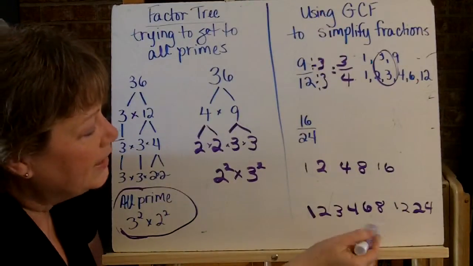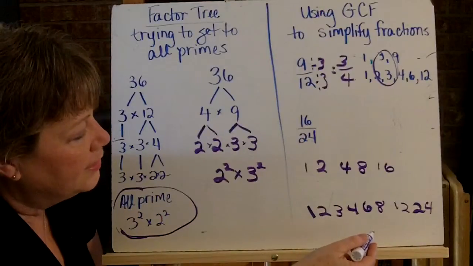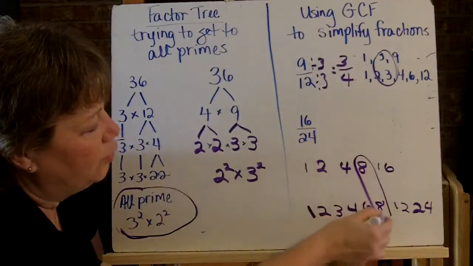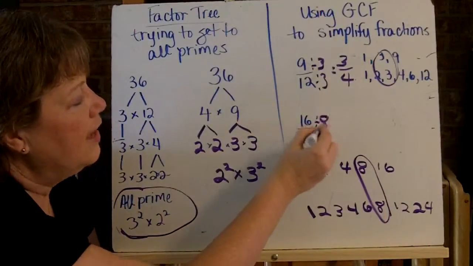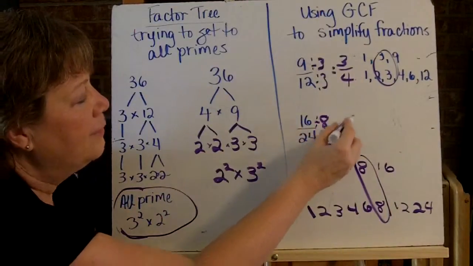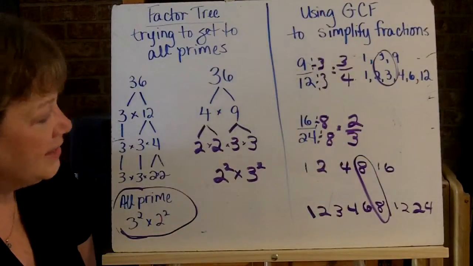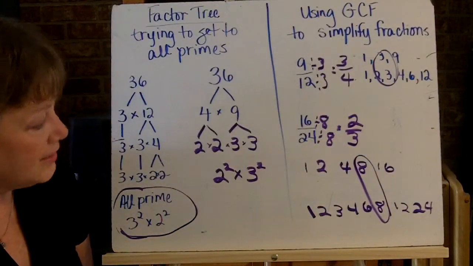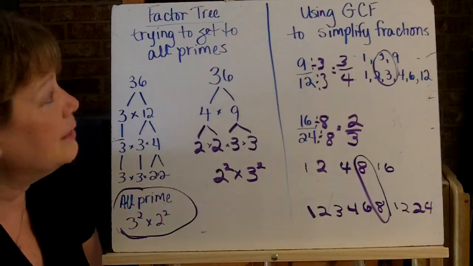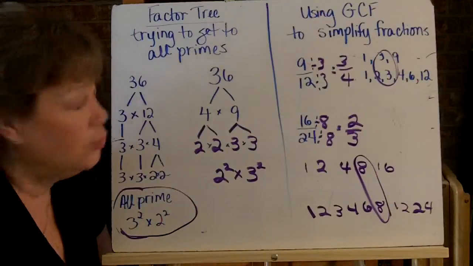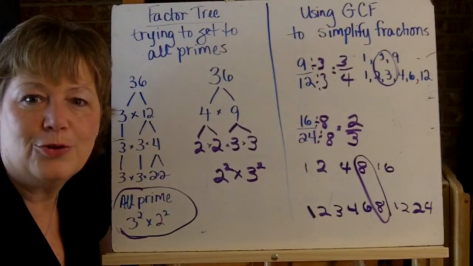Now, what is the greatest number on both sides? Well, it looks like 8 is the greatest common factor. So if I divide by 8, I'm going to get 2/3. So that is using the greatest common factor to help simplify a fraction. Those are the two main ways that we use them, and I just wanted to review that with you.